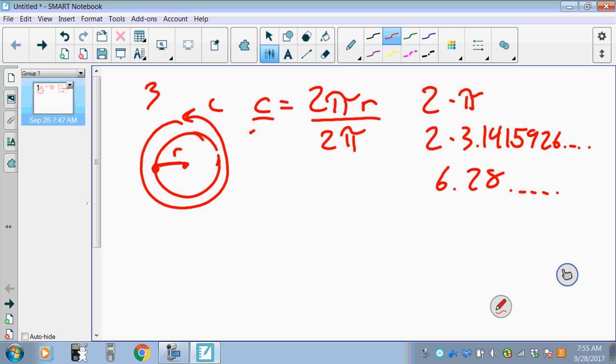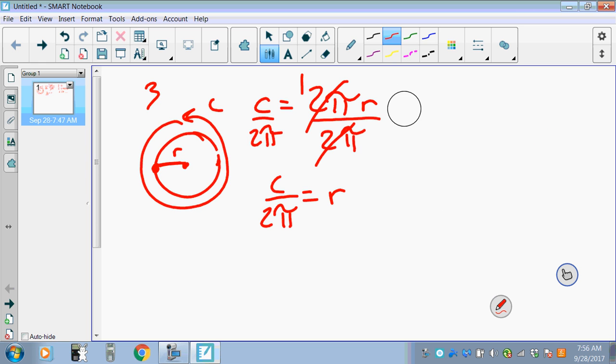You could divide by 2 and then divide by pi as separate steps, but get into the habit of doing 2 at once. 2 pi divided by 2 pi is 1, and circumference divided by 2 pi is going to be equal to r. Don't worry, the r is on the right-hand side. That's totally fine. Remember, your things are reversible. So you could rewrite this as r is equal to c over 2 pi. Good, no worries. And that on your paper was answer number 3.